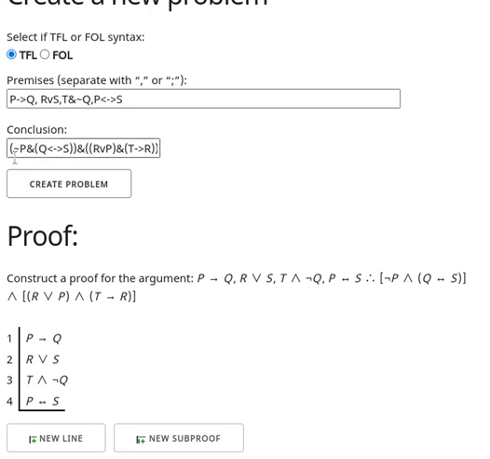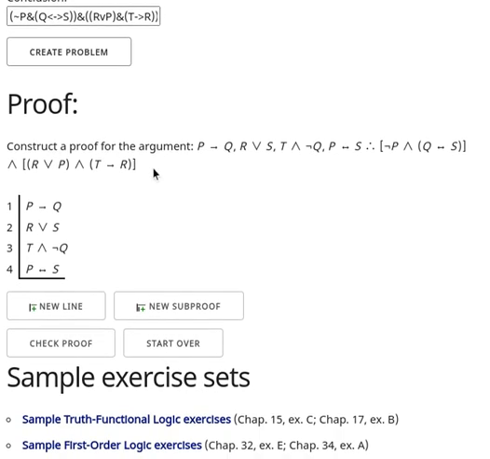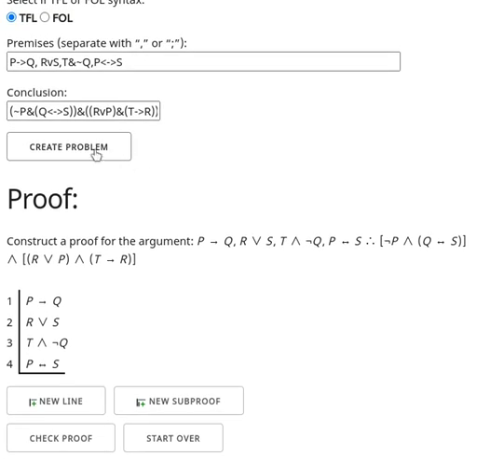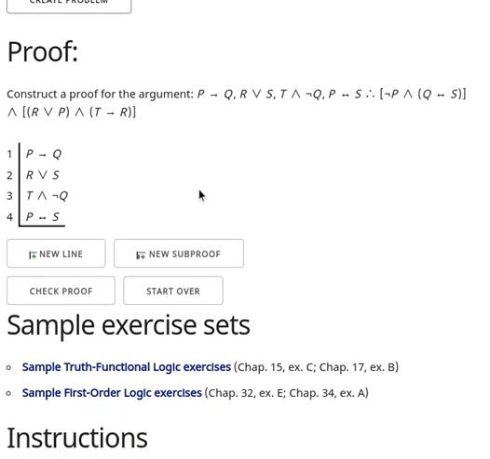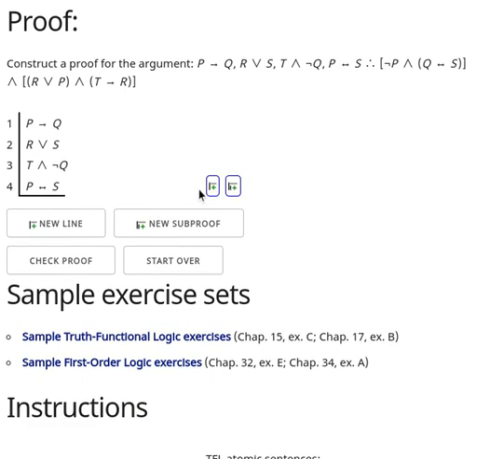I want to show not P and Q if and only if S, and either R or P and T implies R. So I put all that in, I click create problem, and it gives me the problem as it is here. So then I can start trying to derive things. I see that this is overall a whole bunch of statements that are going to be true, so I want to try and derive each one separately.